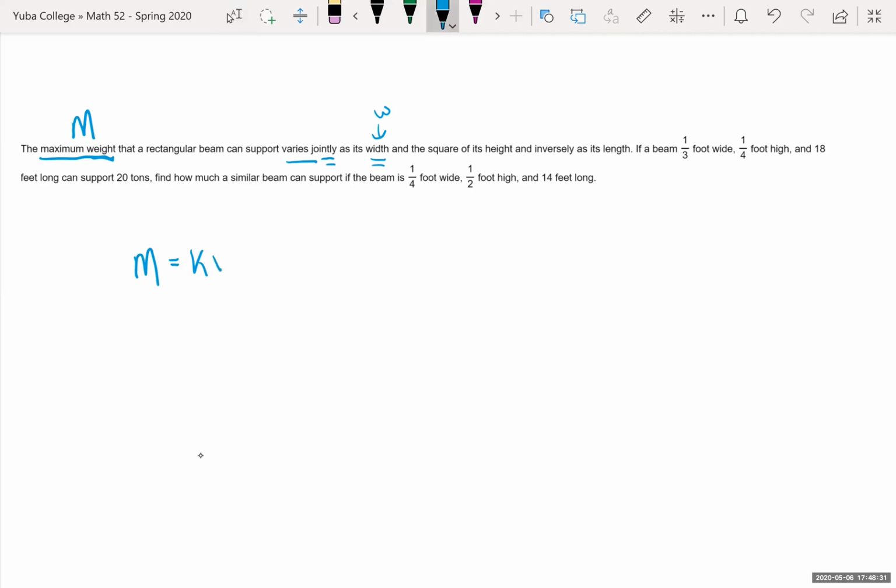Okay, so varies jointly with the width and the square of the height. So H is the height and H squared is how we're going to write that. And then it's inversely with its length, so all over some L. Okay, so here's our generic equation.